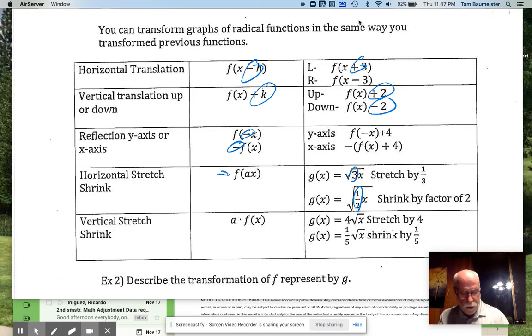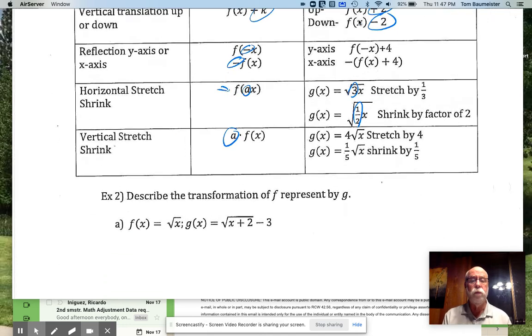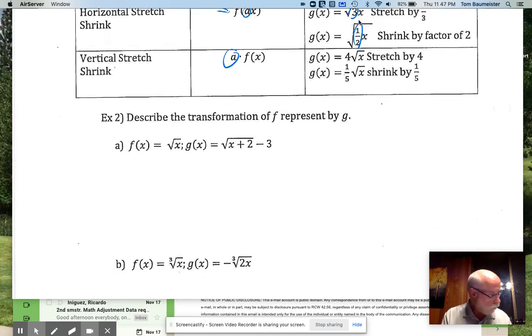The vertical one, again, it's on the outside. Again, the horizontal is inside x. And then the outside one here, again, it's going to stay the same. So if it's a big number, it's a stretch. Little number, it's a shrink. All right, and we've been doing these ones quite a bit, ladies and gentlemen. I hope we're getting better at them.